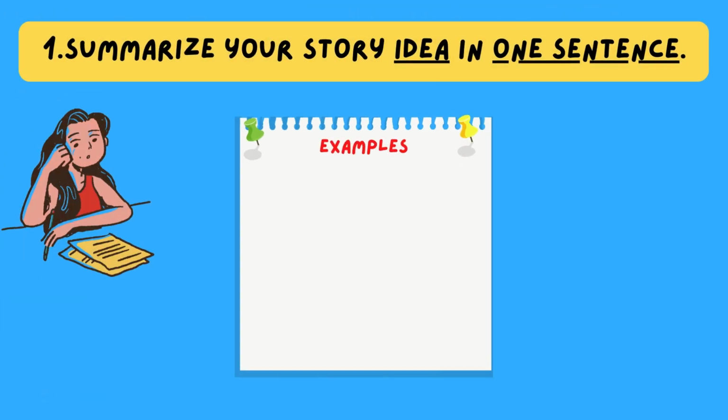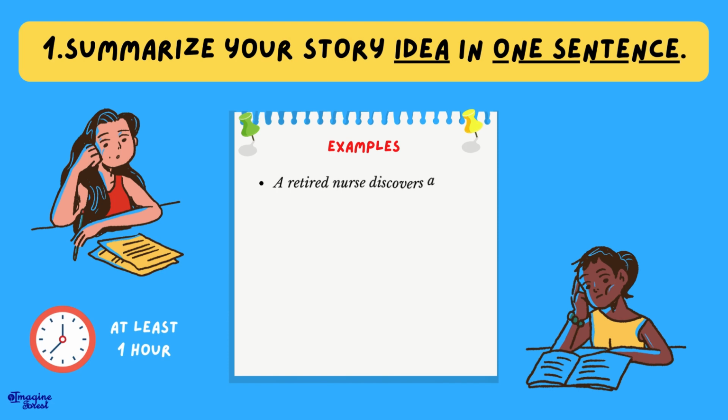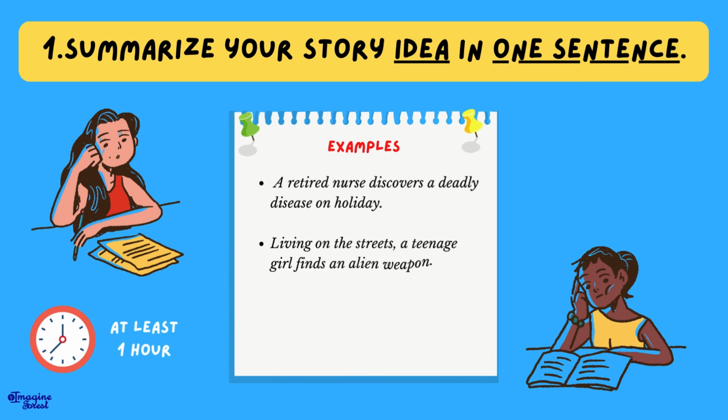Step 1. Summarize your story idea in one sentence. Try to include some information about the character without providing any character names and what happens to them. Take a look at these examples. A retired nurse discovers a deadly disease on holiday. Living on the streets, a teenage girl finds an alien weapon. A shy girl embarks on a journey to become a world-famous singer. You should spend at least 1 hour on this step.